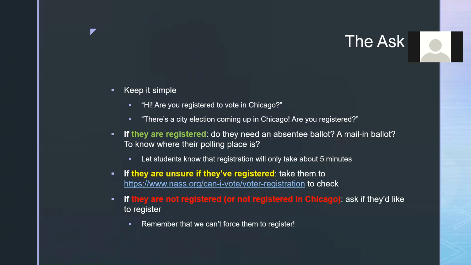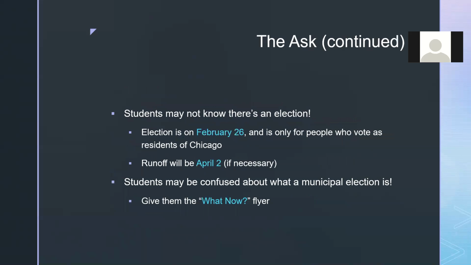And if they're not registered or not registered in Chicago, you can ask them if they'd like to. Obviously, we can't force them to register to vote at all, but especially we can't force them to change their registration just because they're living in Chicago. So if anyone asks you, do I have to? Obviously, the answer is no. So again, they may not know that there's an election. It's on February 26th. The runoff will be on April 2nd if necessary, and students may be confused as to what a municipal election is.